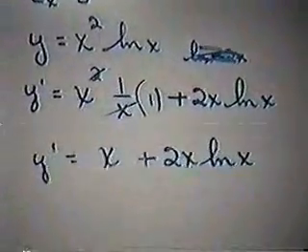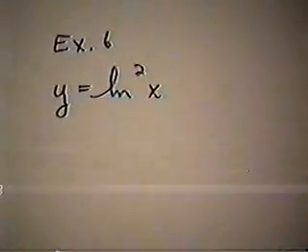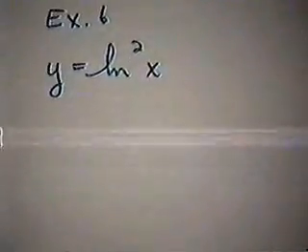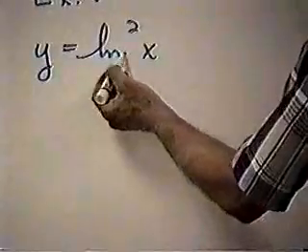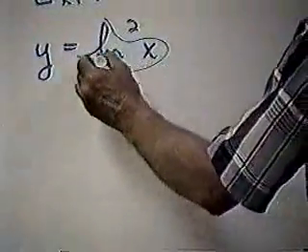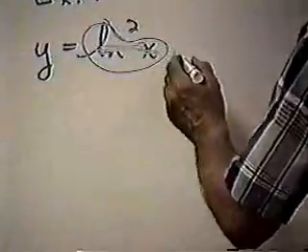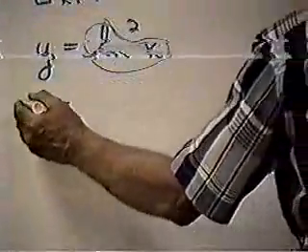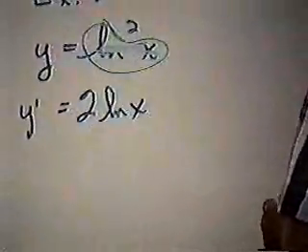All right, next example. Now, the next example is the power rule first. Example 5 was the product rule. Now we're going to look at the power rule. The derivative of the log of x squared. The log of x squared is the power rule. This all goes together. So it's the power rule. So y prime is equal to 2 times the log of x.